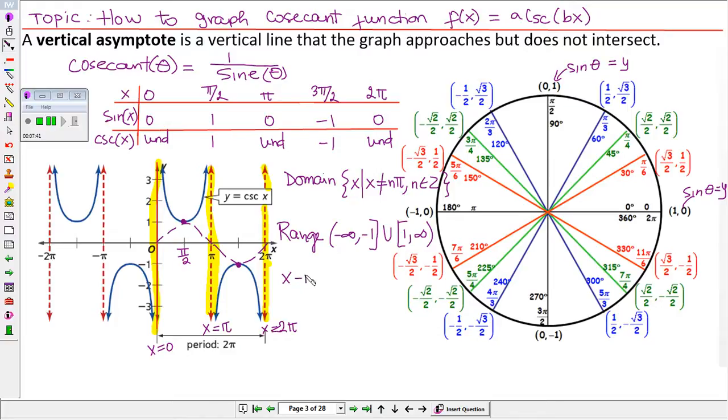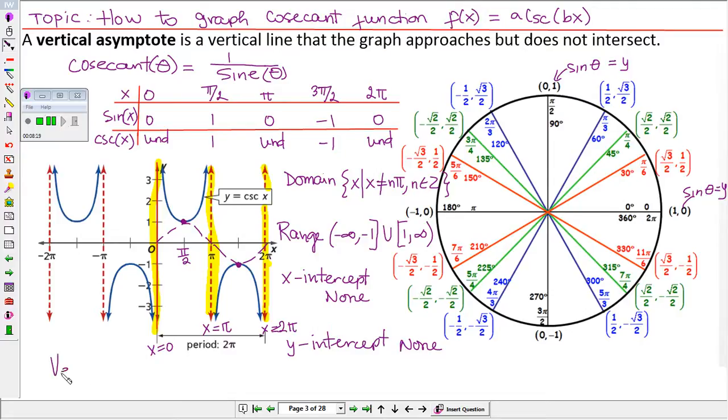Now let's talk about the x-intercept. The cosecant function doesn't have an x-intercept, so the x-intercept is none. Now how about the y-intercept? We can also say that none of these U shapes intercept the y-axis, so therefore we can conclude that there is no y-intercept.